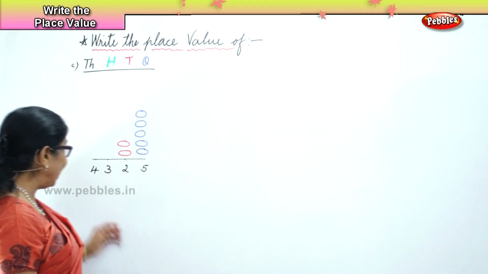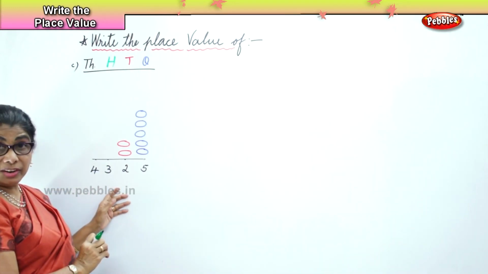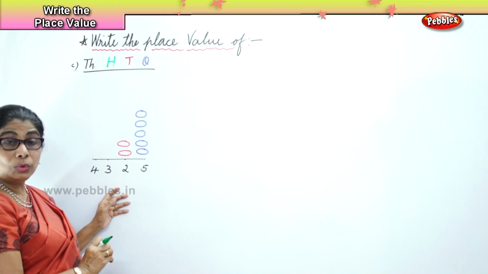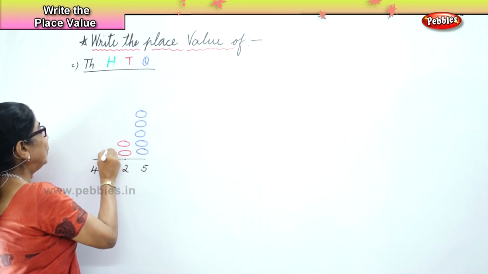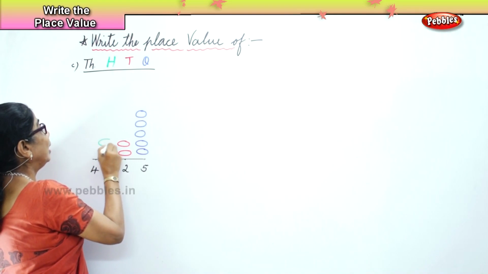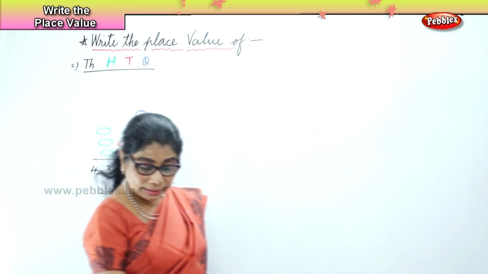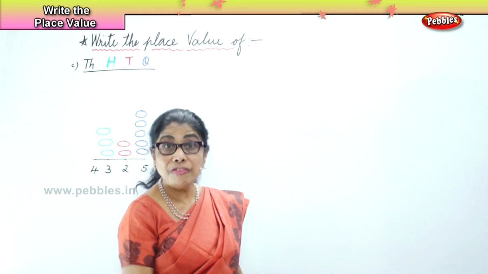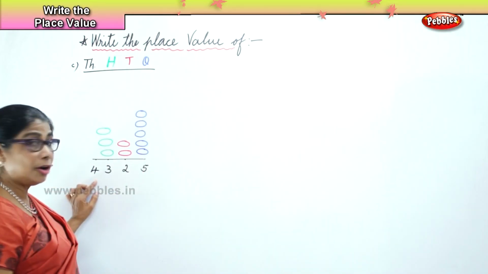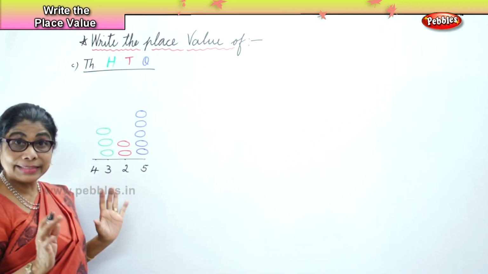The place value of the 3: it's in the hundreds place. How many hundreds? How many beads shall we put? 3. One bead is 100. 100, another 100 and one more 100. Each bead is 100. Now you have 4 in the thousands place and each bead is 1000.